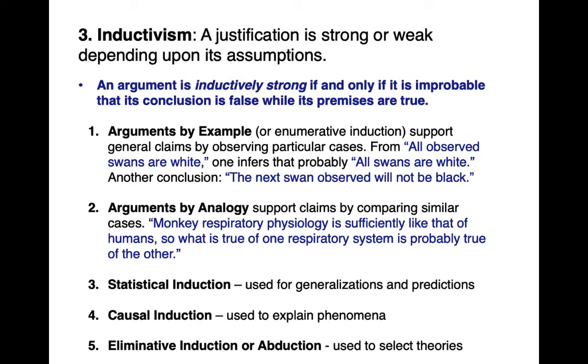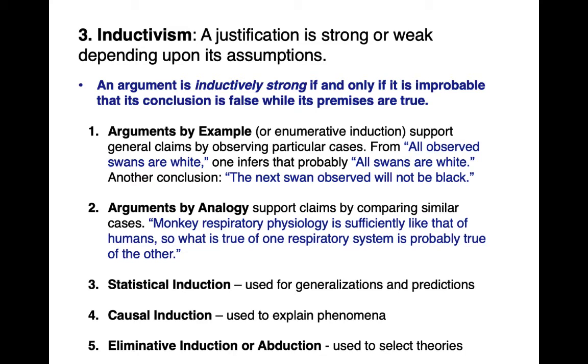You're familiar with these. I'm going to focus especially on statistical induction and causal induction, but let me mention the examples with which you are probably already aware. There are arguments by example. It's also called enumerative induction, where you count up all your cases and then draw a generalization. From all observed swans are white, we infer probably all swans are white. Again, we go from what we've observed to the larger set of all of the swans. Another conclusion, the next swan observed will not be black.